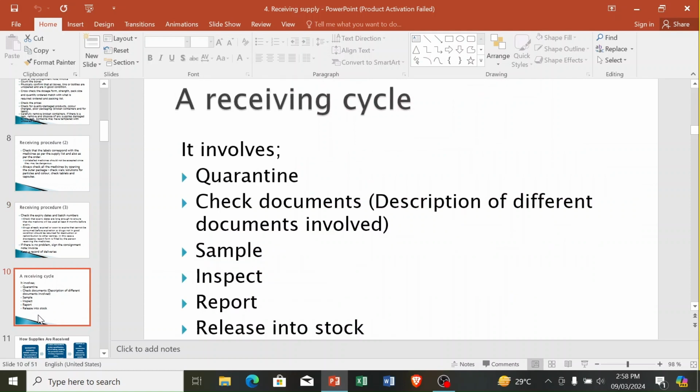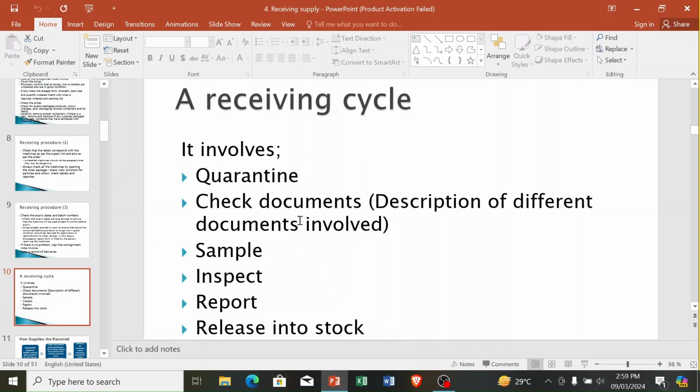Okay, you fill the discrepancy form and then return, and also fill goods received note, because the supplier, the person who will supply the medicine, will give us a delivery note that they have delivered and what they have delivered. So what affirms that we have received is the goods received note, which we are going to send back to the supplier. So let's look at the receiving cycle.